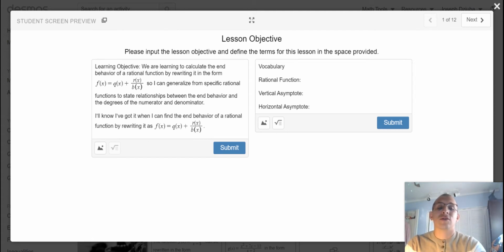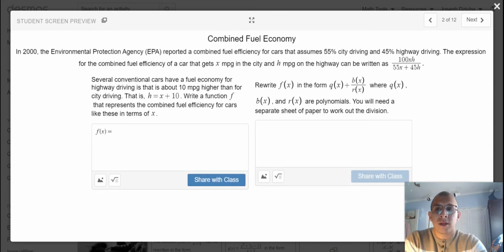That's what it all boils down to, which is why we spent so much time in the beginning of this unit really hammering out and ensuring that we were 100% positive about what those words actually represented. All right, and ultimately our goal is to find the end behavior of a rational function after rewriting it as a quotient and its remainder.